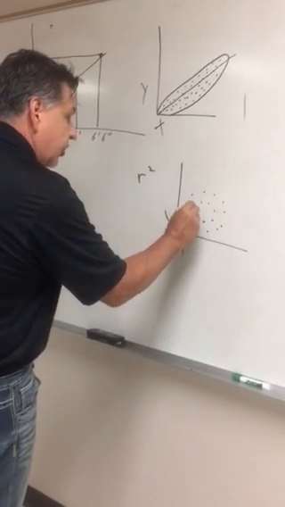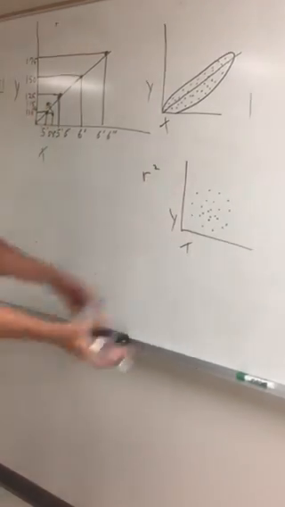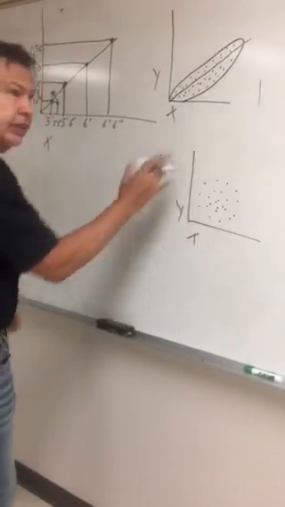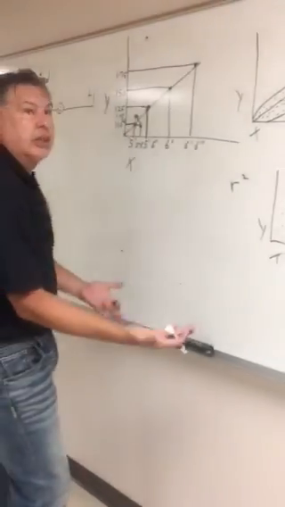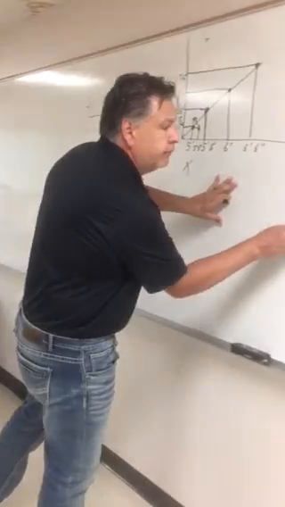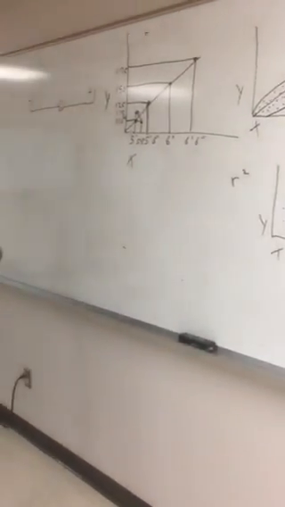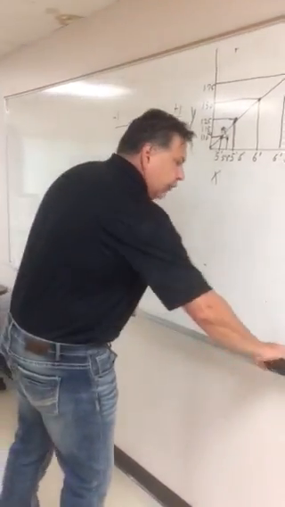There's no way that I can draw a regression line through this or this. It doesn't have any shape to it. The data is just all over the place, and there's going to be no relationship whatsoever between variable X and variable Y, or variable Y and variable X. So I'm going to go ahead and erase this.